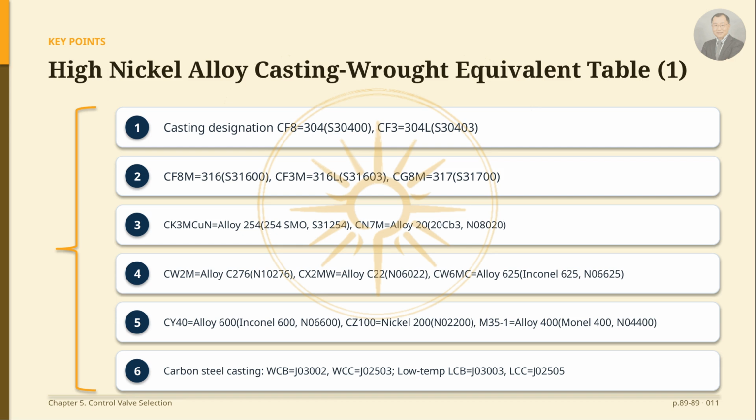For carbon steel casting designations, WCB is J03002 and WCC is J02503, while for low temperature use, LCB is J03003 and LCC is J02505. The footnotes at the bottom of the table indicate that Avesta 254 SMO is a trademark of Avesta AB. Carpenter 20CB3 is from Carpenter Technology. The Inconel and Monel series are from Special Metals, and Hastelloy is from Haynes International.